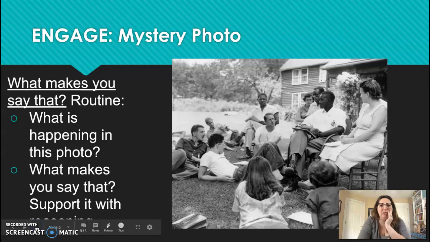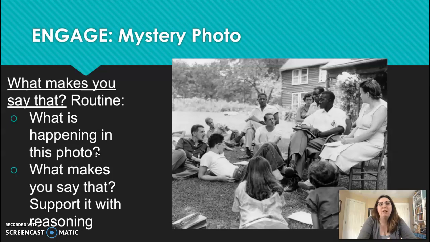And then we do another one, but then I say, what makes you say that? So I say, what's going on in this photo? And they might say, well, it seems like they're learning together. And then the routine is, what makes you say that? So having reasons for what they're saying. So both of these are actually historical thinking routines, the see, think, wonder, and the what makes you say that.